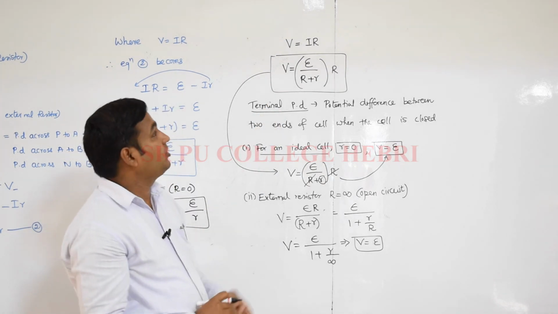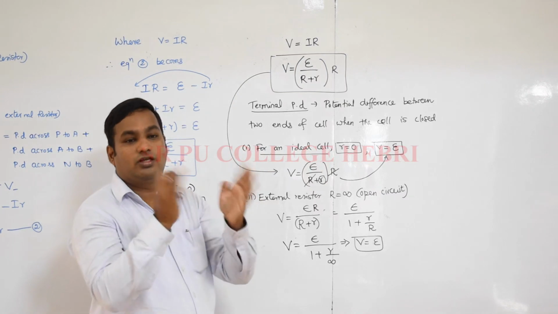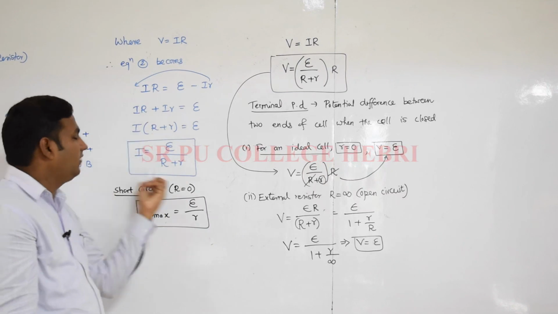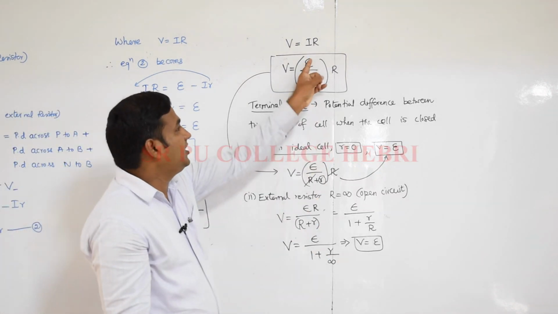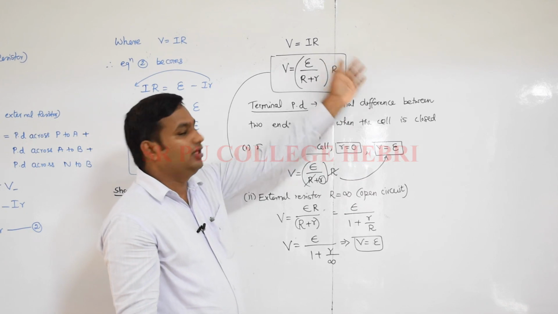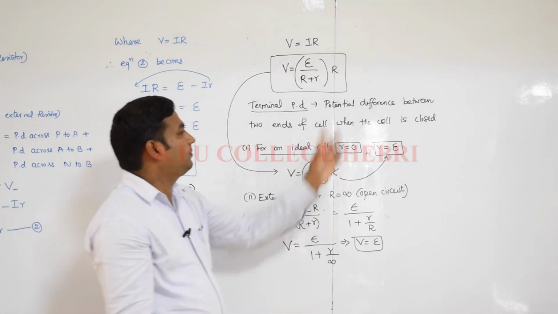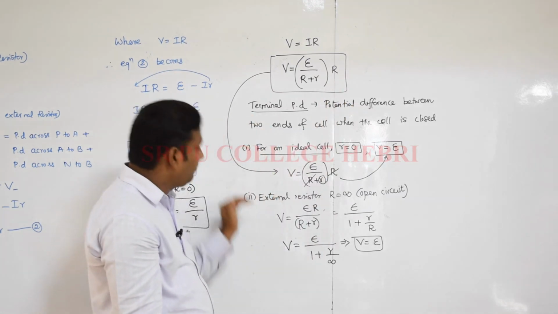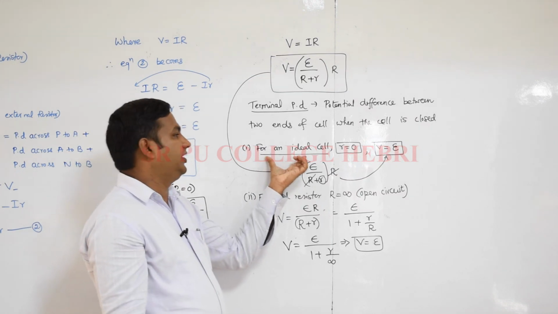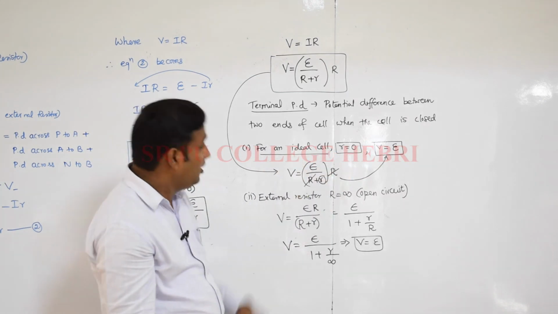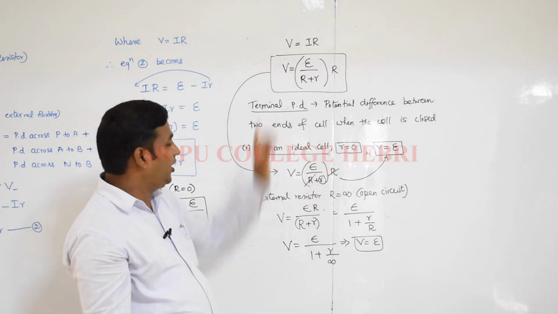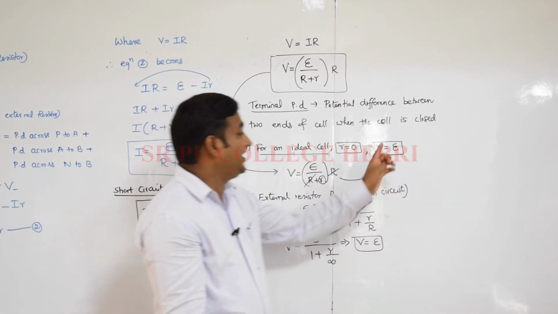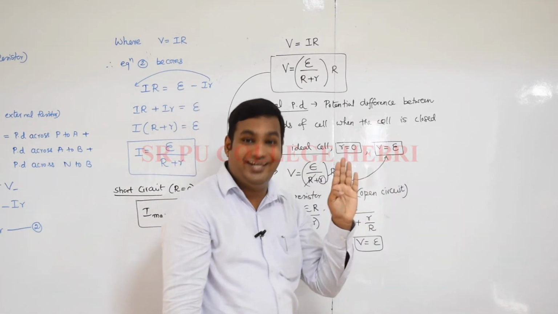Dear student, the potential difference between two electrodes or terminals of a cell is V equal to I into R. We already learned the formula for the current drawn from the cell, that is E divided by R plus small r. Terminal potential difference is the potential difference between two ends of a cell when the cell is closed. There are two important cases here. For an ideal cell, take internal resistance as 0. After simplification, the terminal potential difference is equal to EMF for an ideal cell.